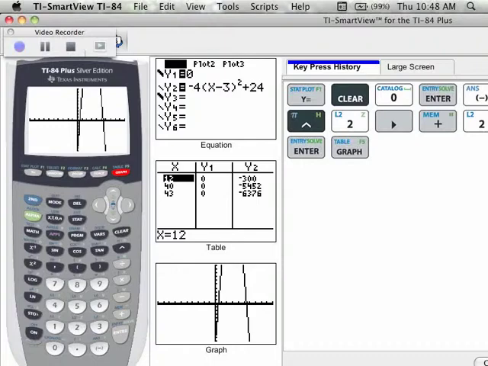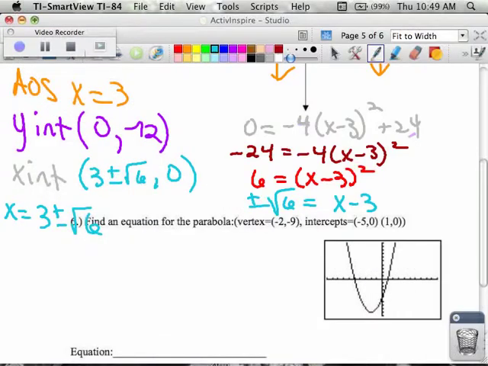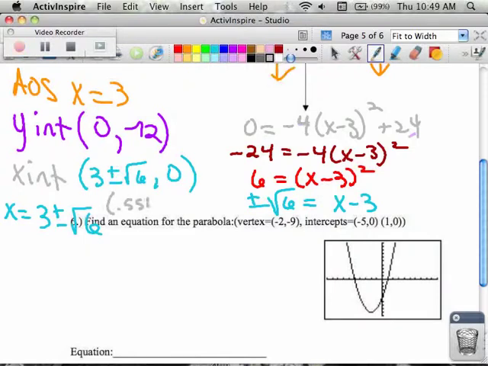I will go second, trace, 5, enter, enter, enter. What does that number say? 0.551. You with me? 0.551? Everybody see it? 0.551. Okay, now I'm going to go back to my stuff over here. I'm going to write that down. One of the answers was 0.551.